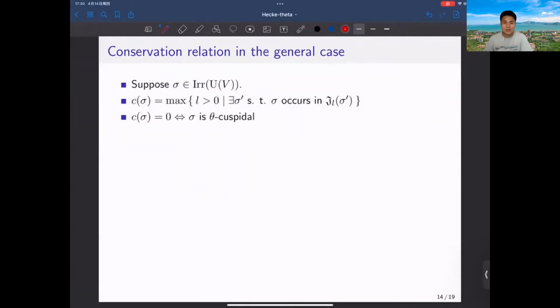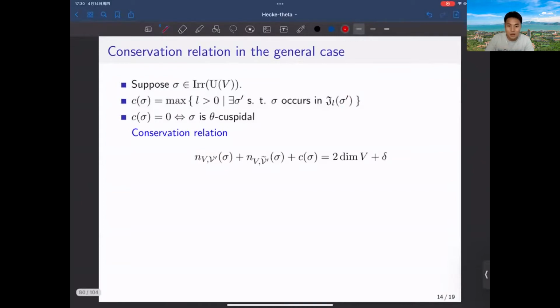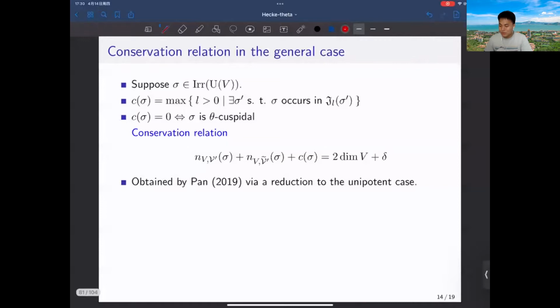So in particular, C sigma equal to 0 is equivalent to saying that sigma is theta cuspidal. Then we will have a general conservation relation, which says that the first occurrence index for the two towers of this representation is equal to this number, and the delta is a discrepancy. Okay, I would like to say this relation is more or less obtained by Pan Shu-Yen by a reduction to unipotent cases.